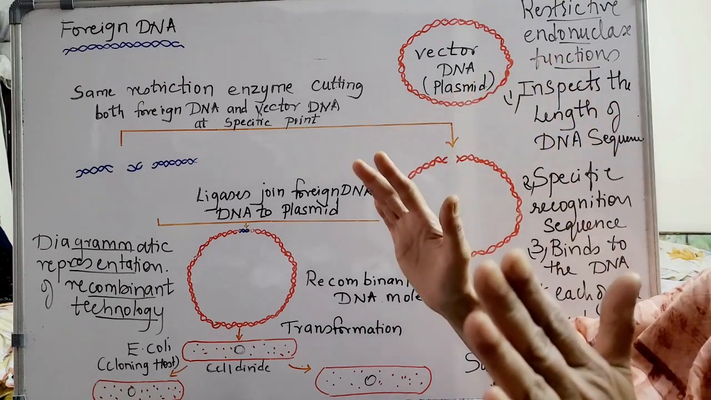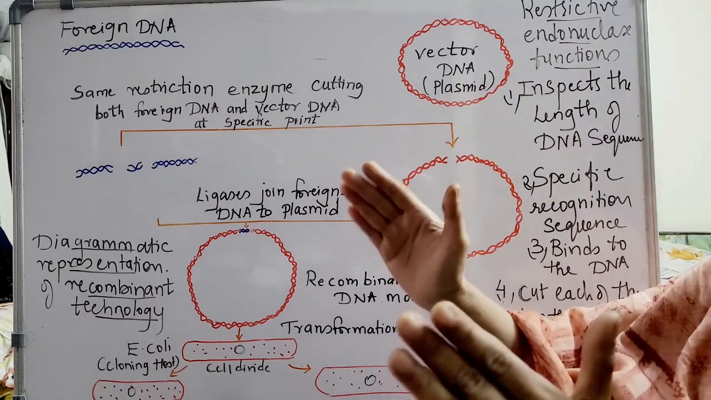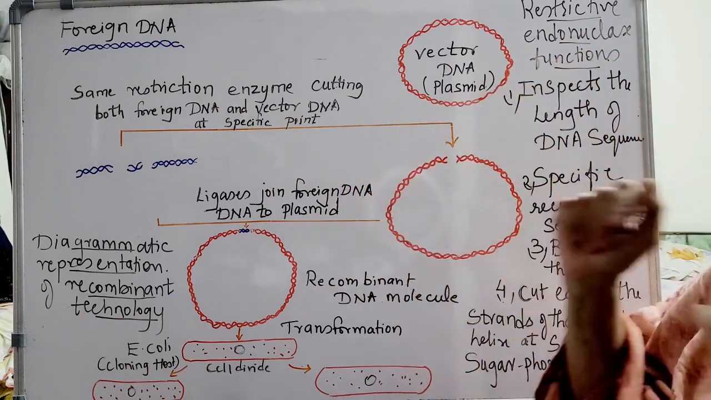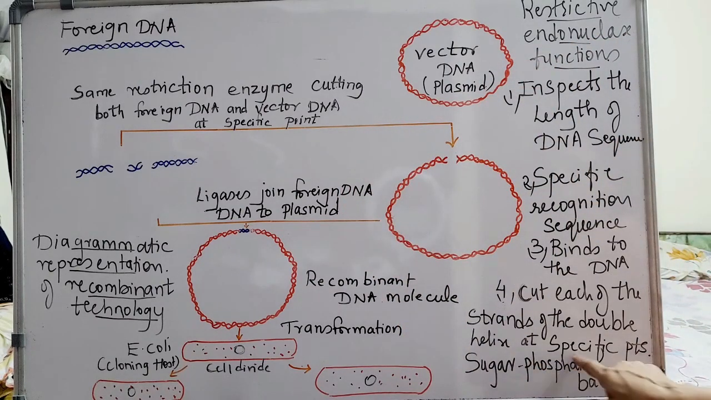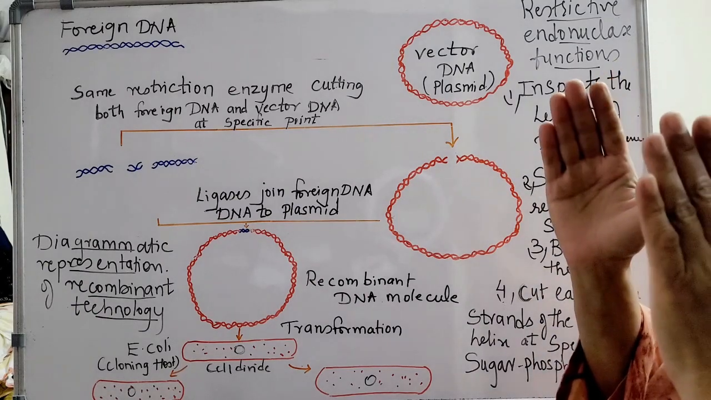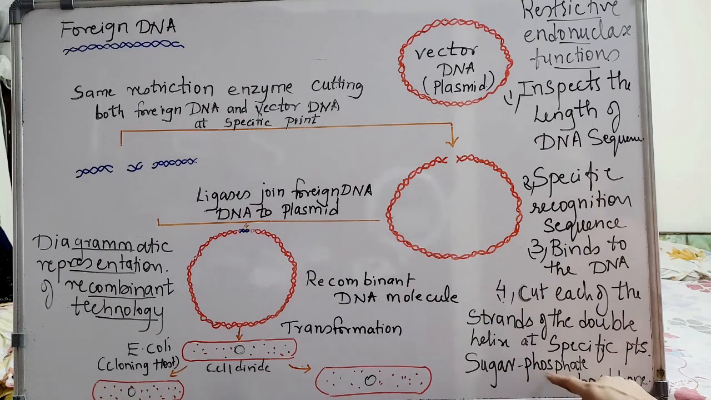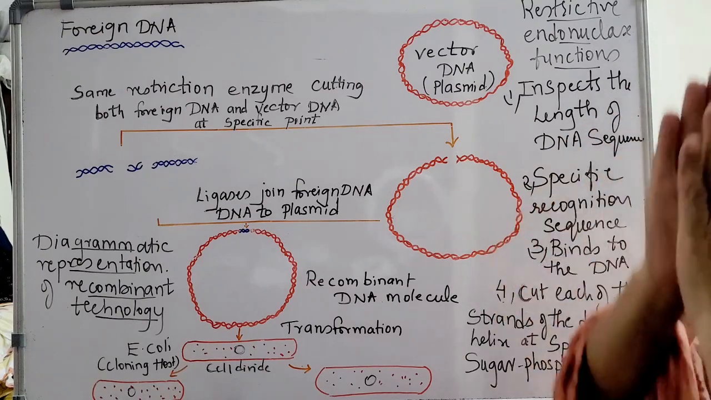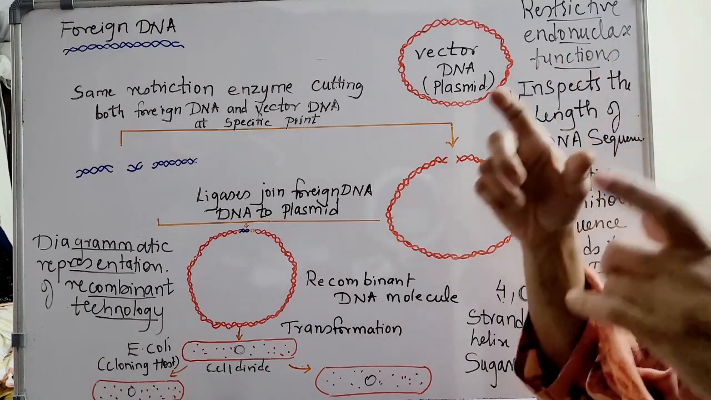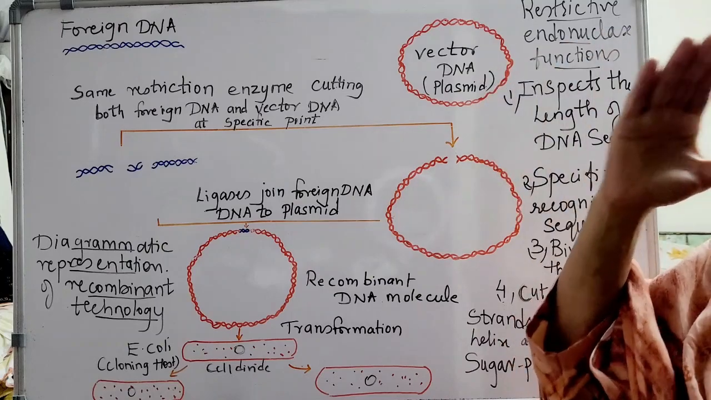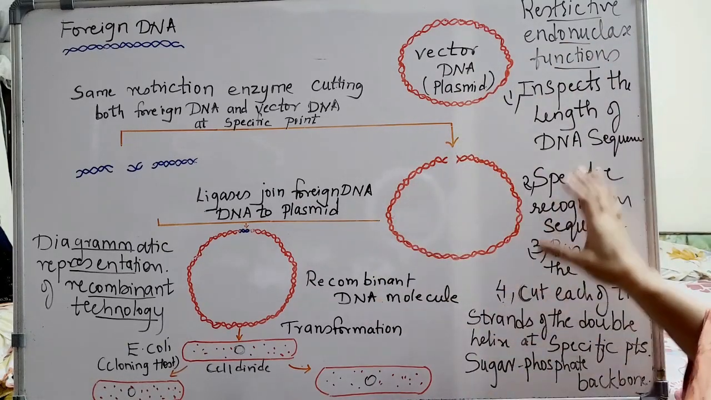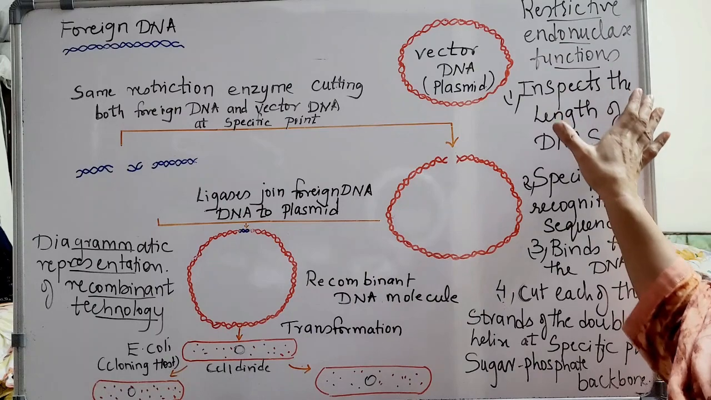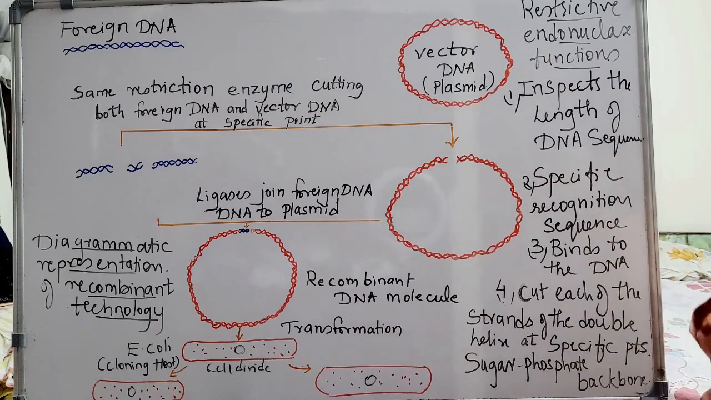After binding with the DNA, they give a cut at the specific point. Now, a specific point on the DNA, which has got the sugar phosphate backbone. So the backbone is there, but what are they cutting? The nucleotide. They are cutting at a specific point. So this is how the restriction endonuclease enzymes work.